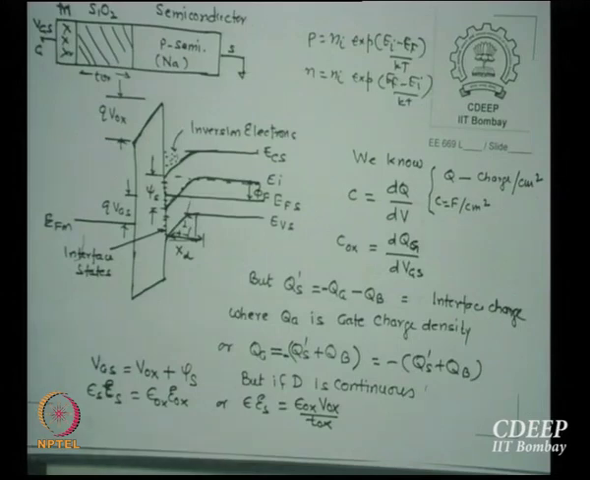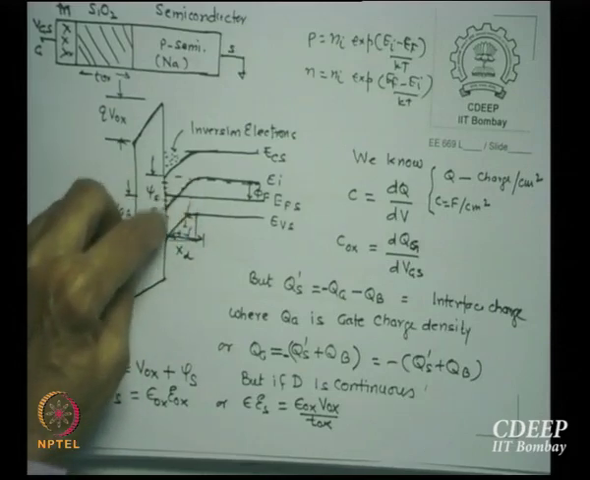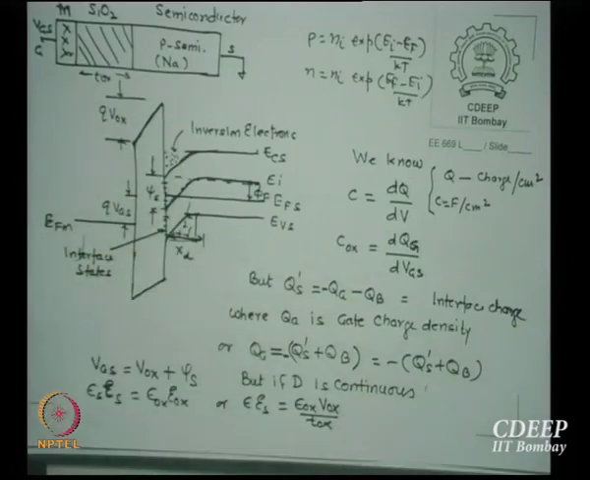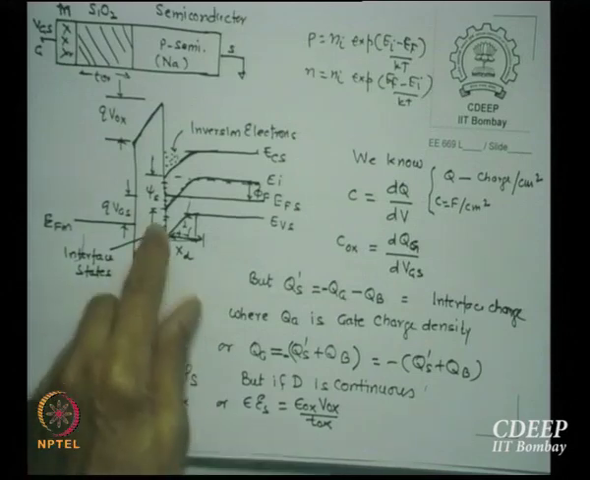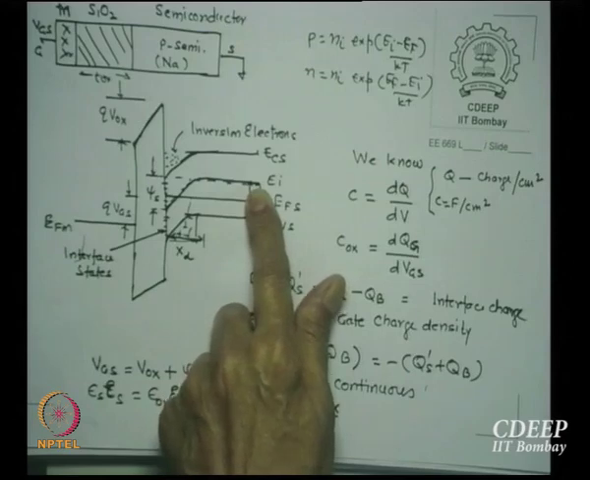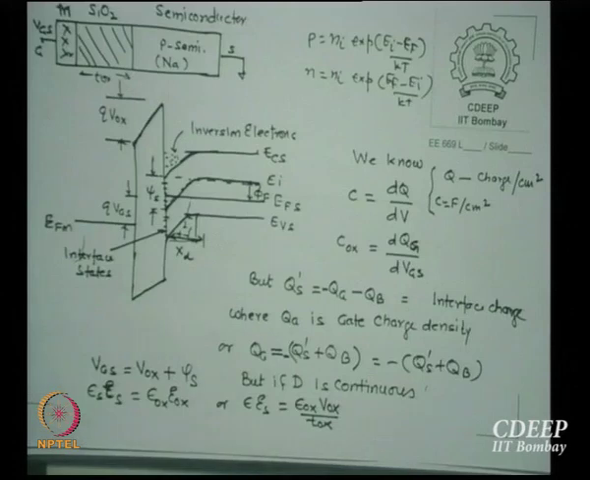Our definition or threshold was that when the bending is so much that the number of electrons here is the same as the number of dopant acceptors, only then we say strong inversion has set in. This psi s is measured as the bending of Ei. Psi s is measured as surface potential. So this is q psi s, how much Ei bends.